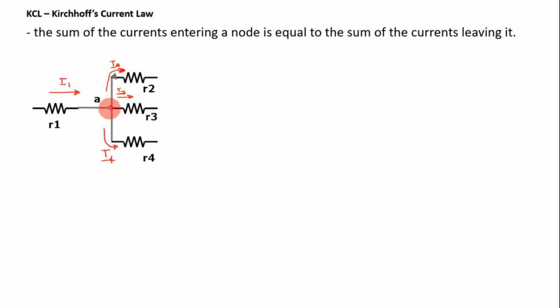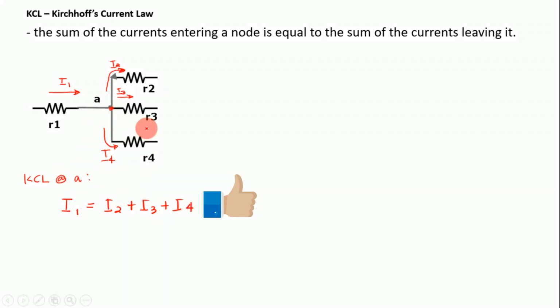So based on the definition, the current that enters a node is equal to the current that leaves the node. So if you are going to get the Kirchhoff's current law here, we say KCL at node A. KCL here is this is the current that enters a node. This is equal to the current that leaves a node. So these currents I sub 2, 3, and 4 leave a node. So you just equate it to I sub 1. So it will be I sub 2 plus I sub 3 plus I sub 4. So this will be the Kirchhoff's current law at node A for this circuit.